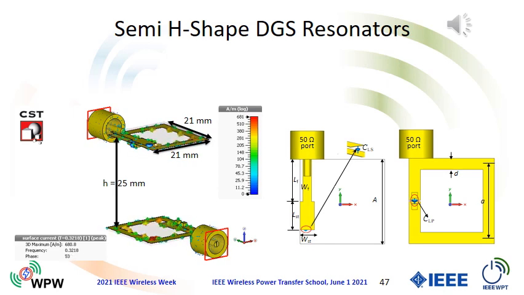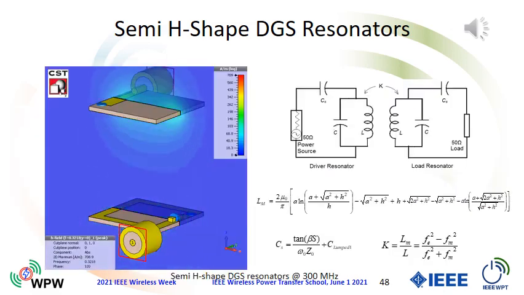The proposed structure for wireless power transfer is composed of two coupled semi-H-shape DGS resonators set back to back as shown in the slide. The equivalent circuit of the proposed structure is shown in the slide. The mutual inductance and the coupling coefficient are calculated from the shown formulas.